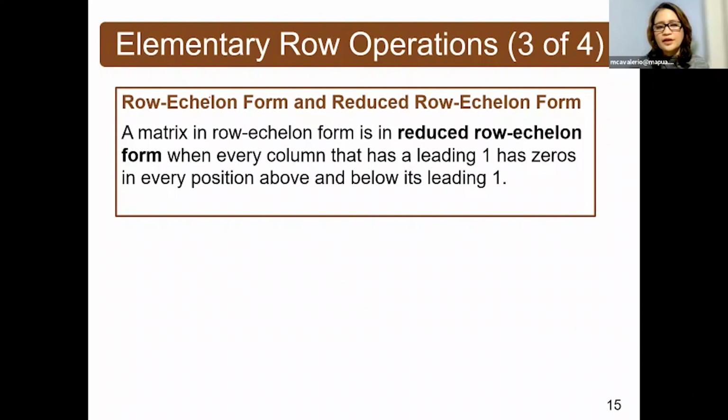Now, there is such a thing as row echelon form and a reduced row echelon form. Now, how do we differentiate a row echelon form from a reduced row echelon form? A matrix in row echelon form is in reduced row echelon form when every column that has a leading one has zeros in every position above and below its leading one. Now, let us see some examples here.